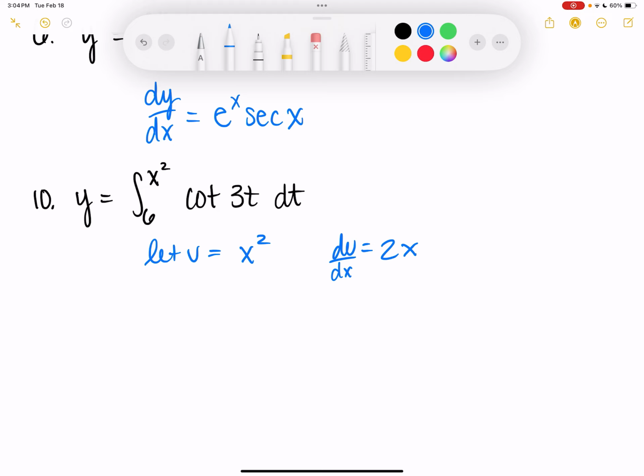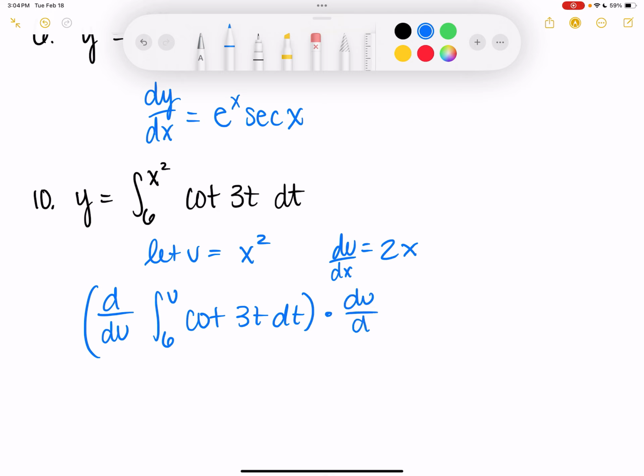So the cotangent of 3, well, hold on. Let me rewrite this first so that we keep this trend. So d du of the integral from 6 to u of the cotangent of 3t dt times du dx. This is just so that it's clear what we're doing and we're not just making stuff up in between, which obviously we weren't, but so we can see it.